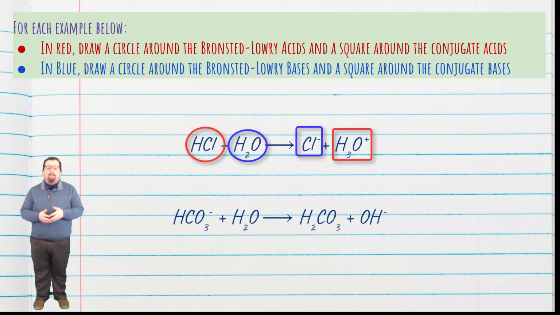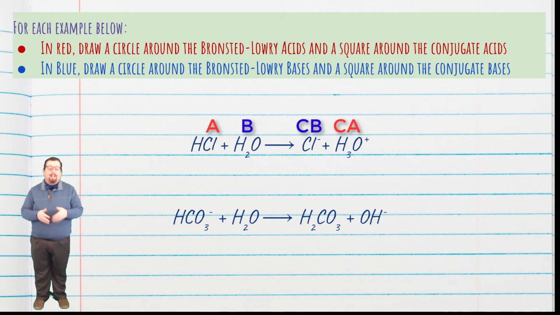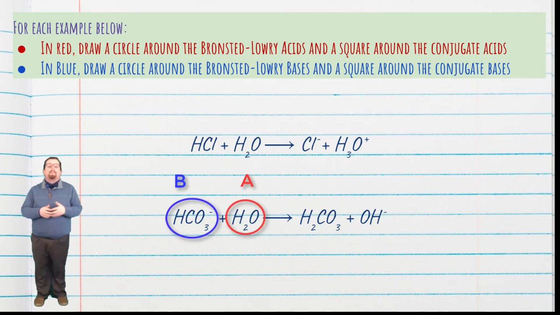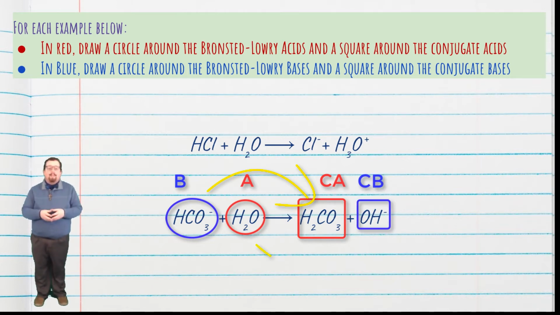For our next example, we have the bicarbonate ion in water. Bicarbonate accepts a proton, making it the base, and the water loses a proton, making it the acid. Hydrogen bicarbonate, otherwise known as carbonic acid, would be our conjugate acid, since it's formed by our base adding a proton to itself. And the hydroxide ion would be our conjugate base, since it was formed by our acid losing a proton.